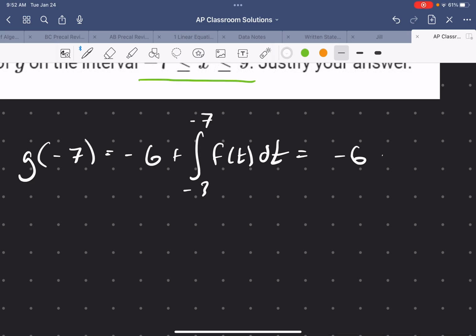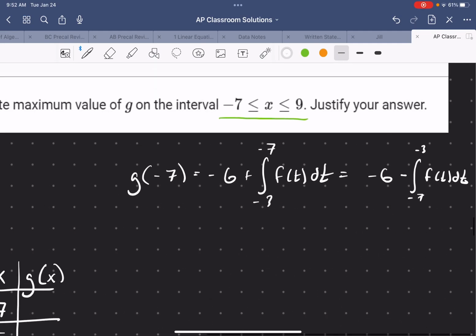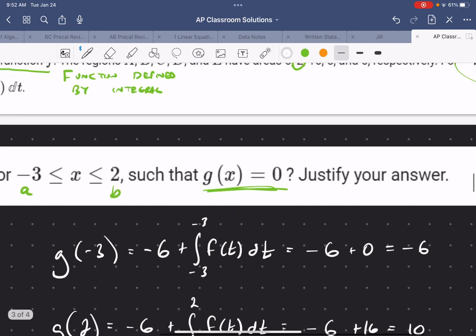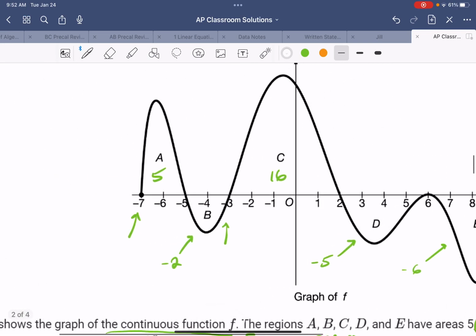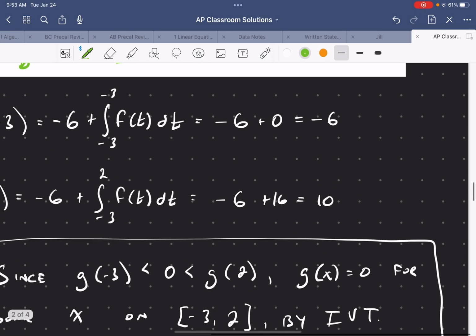So I could say, and when you swap the boundaries, you have to change the sign of what's in front. So if I swap the boundaries, I need to put a negative sign, and this would go now from -7 to -3, f of t dt. So now I can read the graph. I should have done that before I looked at the graph. Now I can read the graph, -7 to -3. I just have to add up these areas. It'd be 5 and a -2. 5 minus 2 is 3.